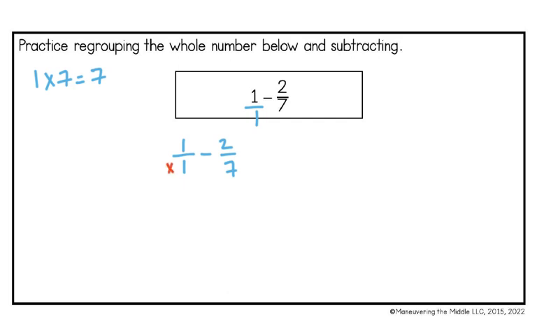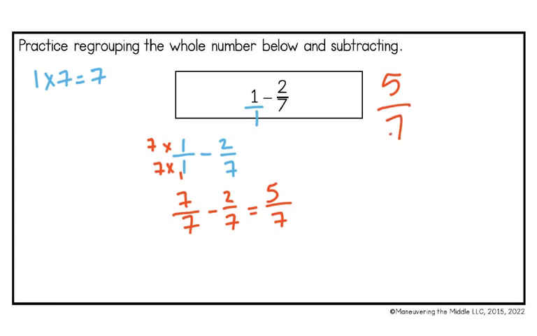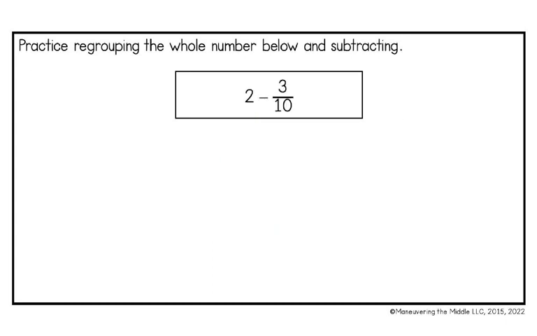And I'm going to do that by multiplying the denominator by 7, and then multiplying our numerator by 7. 7 times 1 is 7. 7 times 1 is 7. So I'm going to have 7 sevenths minus 2 sevenths. Denominator stays the same. That will be 7. 7 minus 2 is 5. So our answer is 5 sevenths.